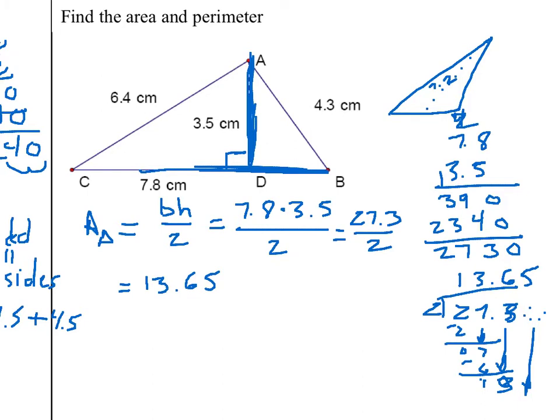Why would I mark this answer wrong? One. Units. What are the units? Centimeters squared, because we're talking about area. So it's got that square units.